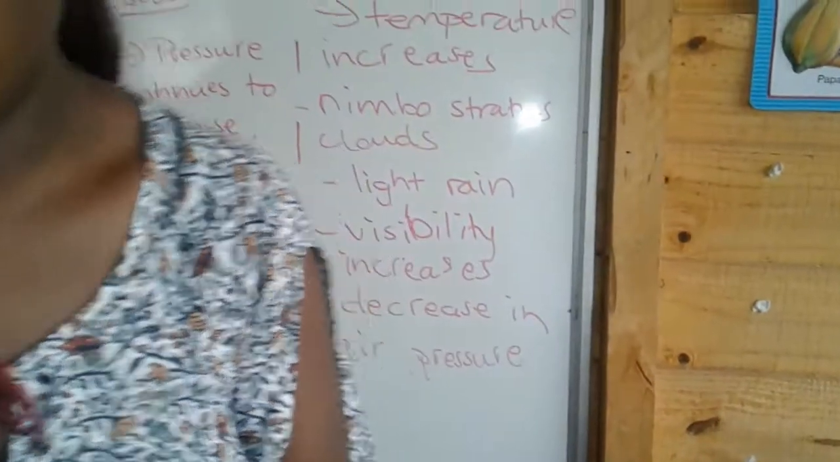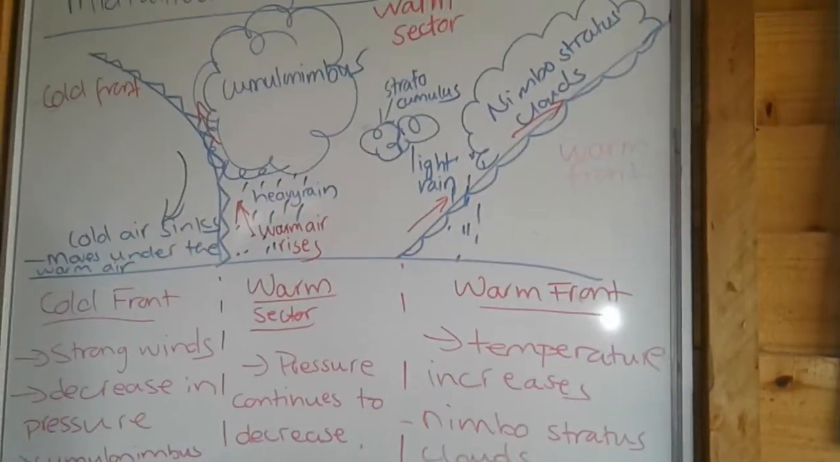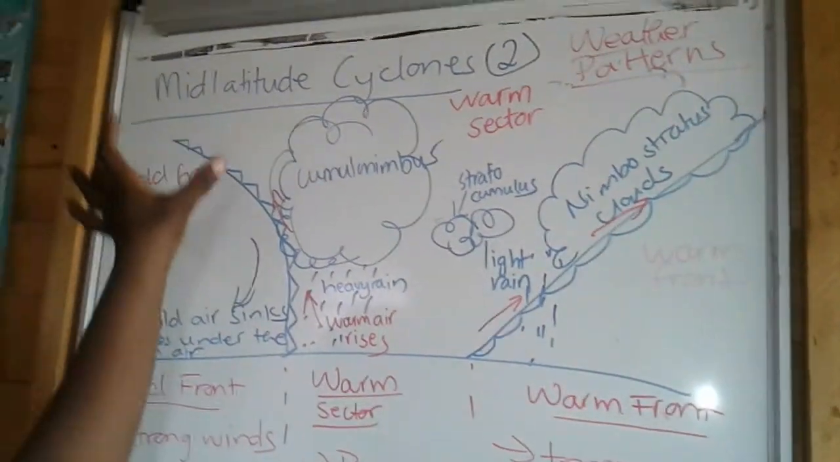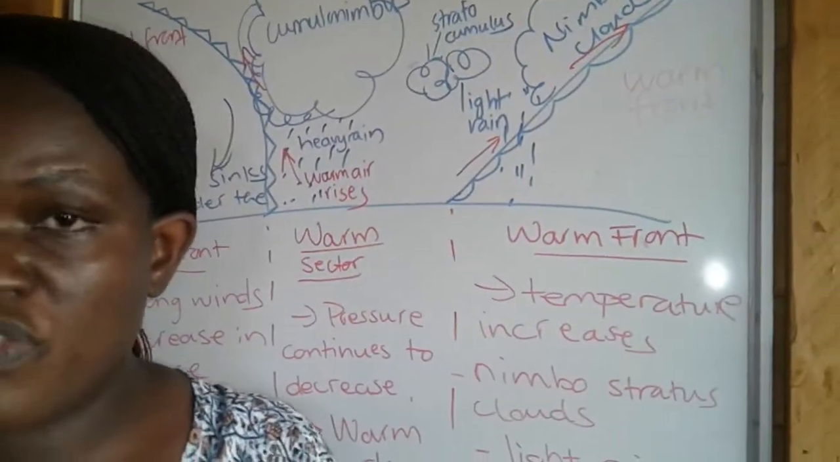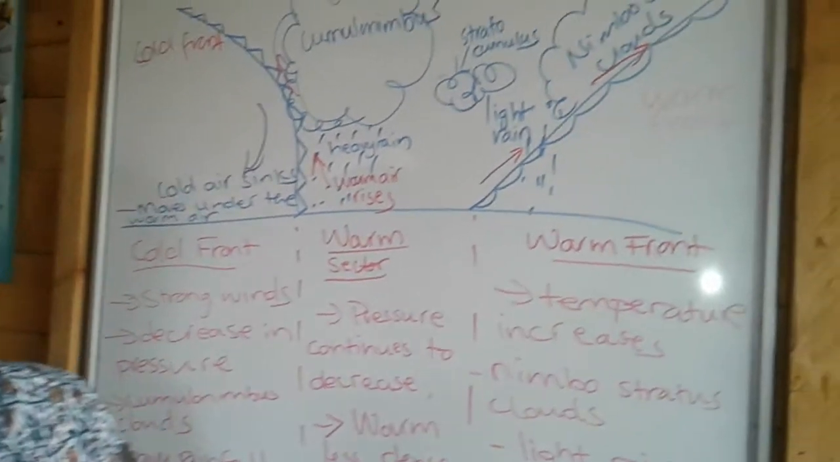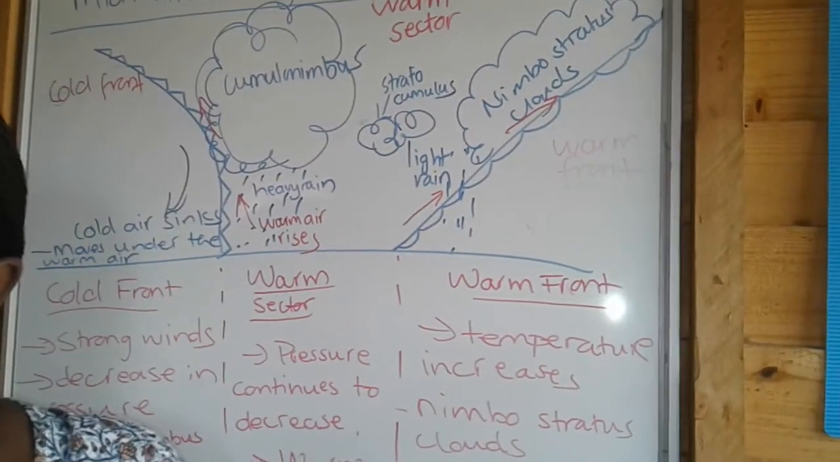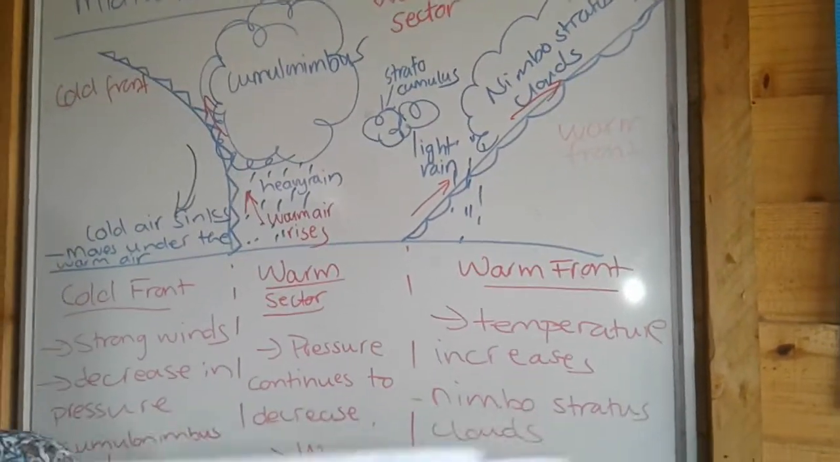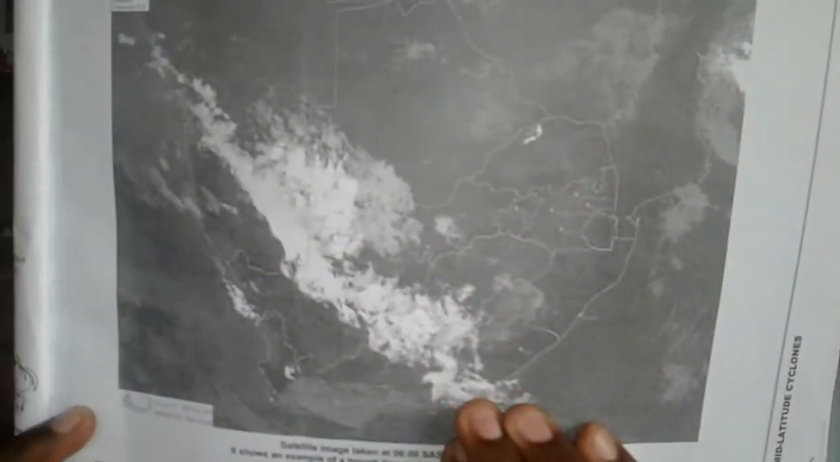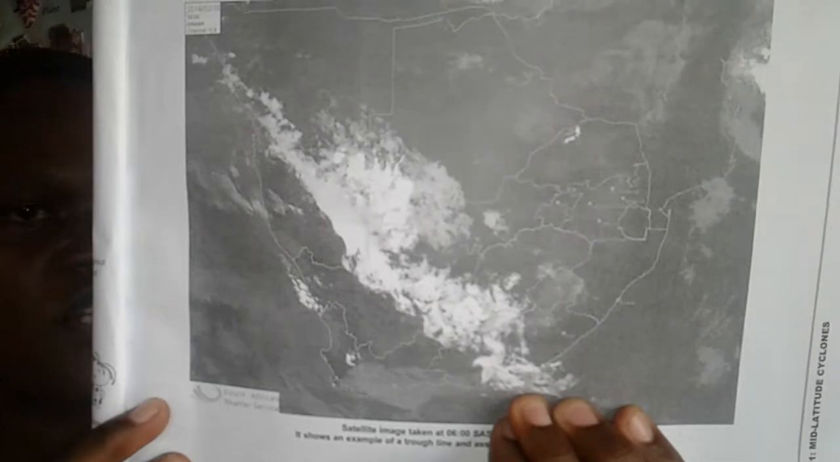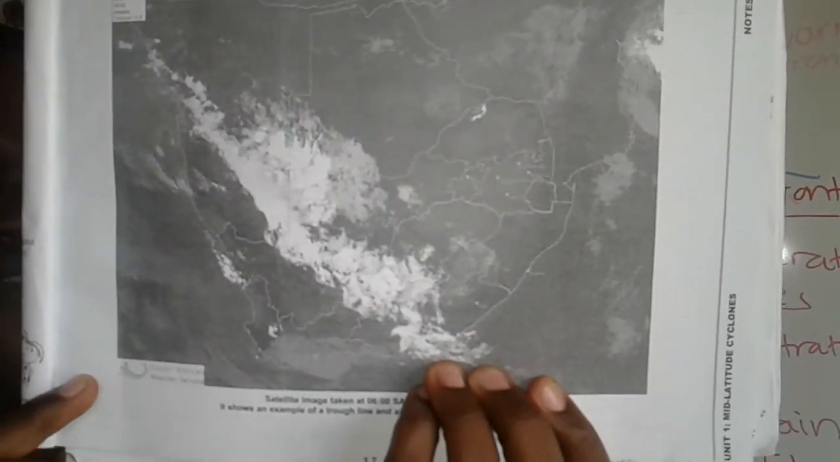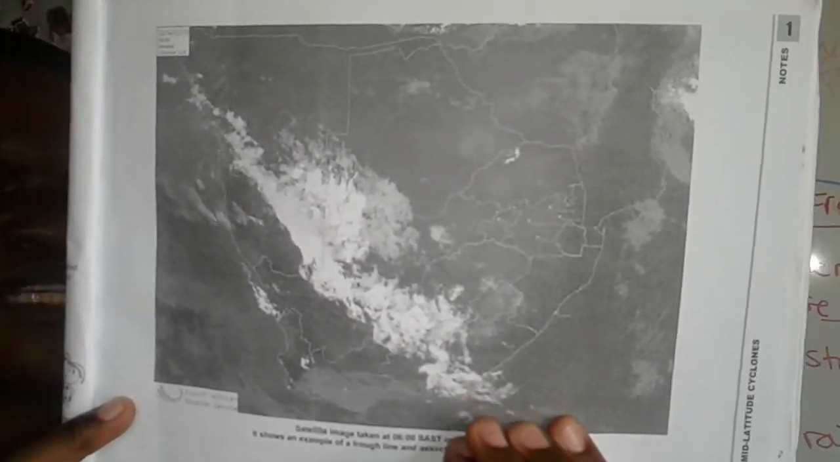So these weather patterns are what are likely to be asked, but especially the ones for the cold front. Please take note of that when you are answering your paragraphing questions. Now, how do we identify them on the satellite image? Those are also questions that you can be asked. How do you identify mid-latitude cyclones on the satellite?